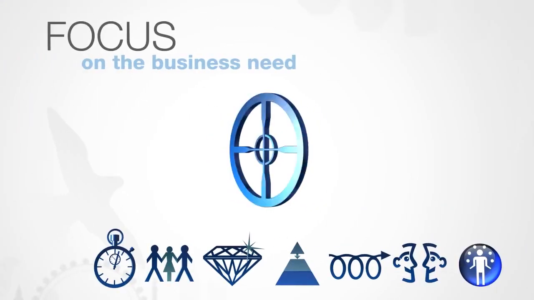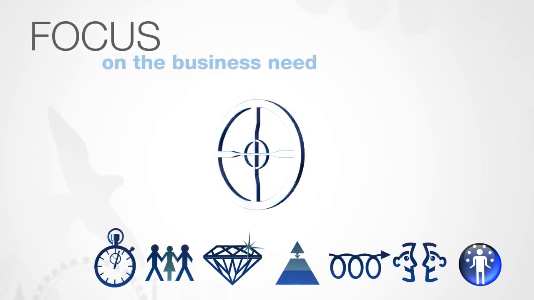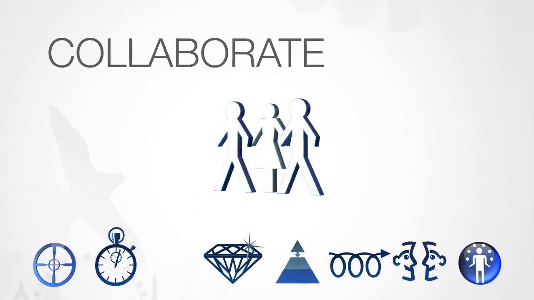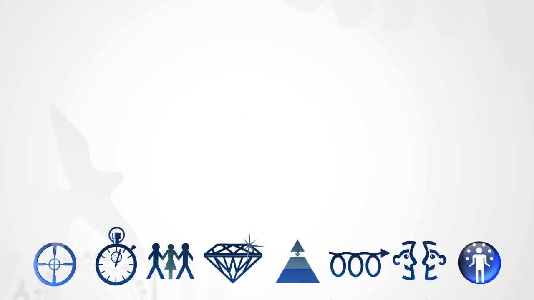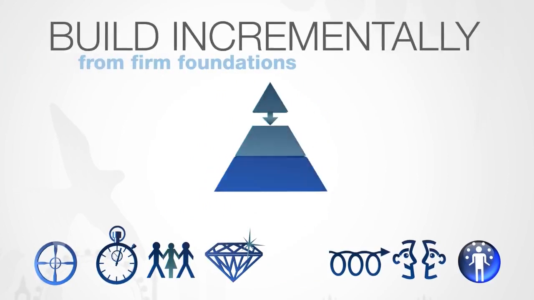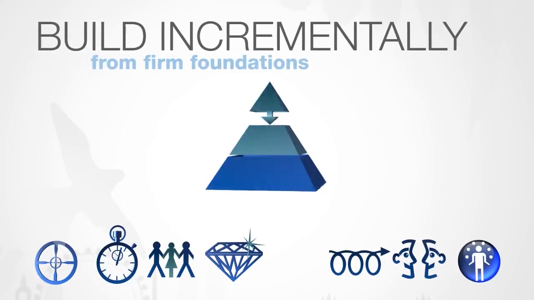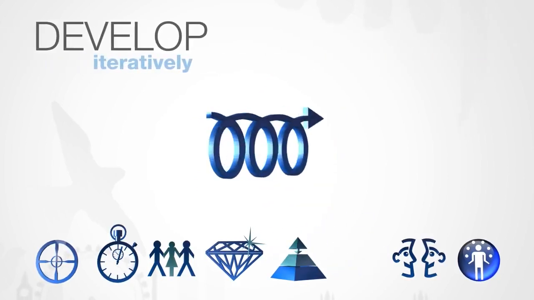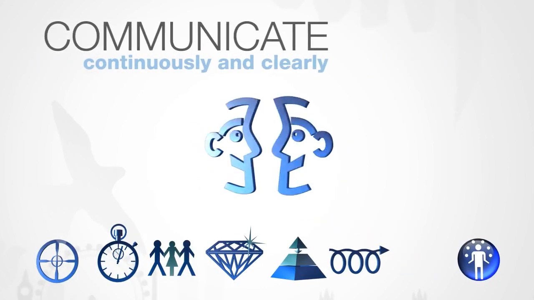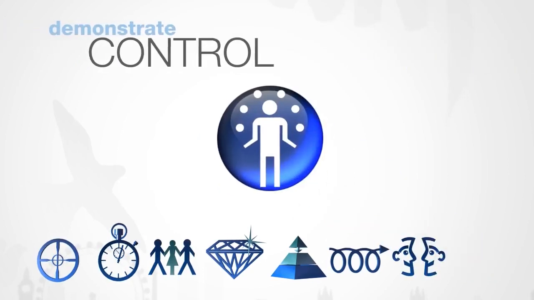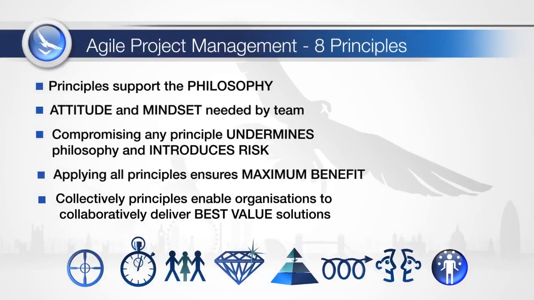The first principle is focus on the business need. The second principle is deliver on time. The third principle is collaborate. The fourth principle is never compromise quality. The fifth principle is build incrementally from firm foundations. The sixth principle is develop iteratively. The seventh principle is communicate continuously and clearly. The eighth principle is demonstrate control. Each of these will be looked at in detail over the next 8 lessons.